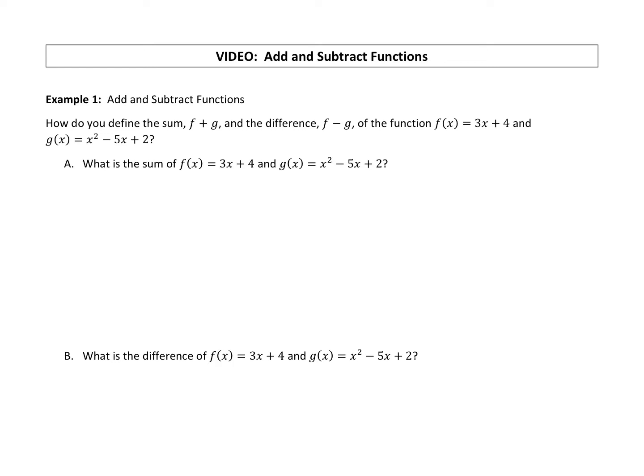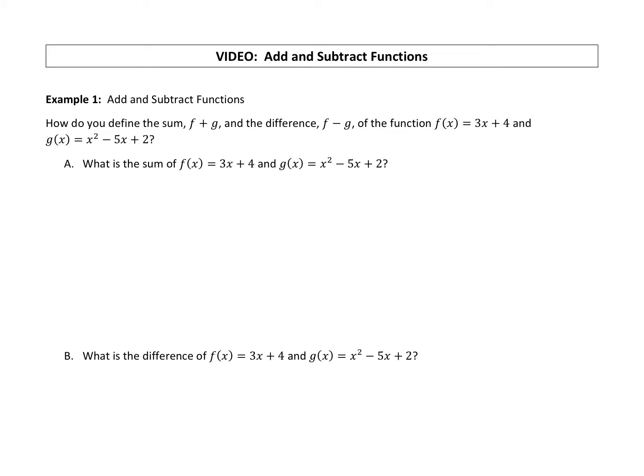Okay, our first video, we're going to work on adding and subtracting functions. So example 1, how do you define the sum f plus g and the difference f minus g of the function f of x equals 3x plus 4 and g of x equals x squared minus 5x plus 2?